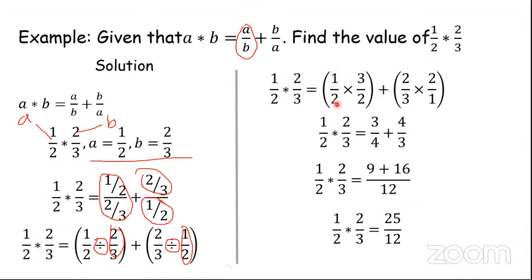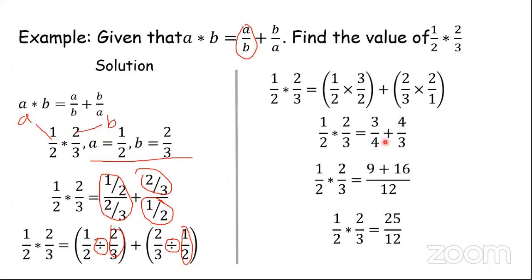So it will give us 1 divided by 2, and then we multiply 3 divided by 2, which is the reciprocal of 2 over 3. Then we add 2 over 3, and then we multiply by the reciprocal, which is 2 divided by 1. Then 1 times 3 gives us 3. 2 times 2 gives us 4. So in the first bracket, we shall have 3 divided by 4. Then plus, in the second bracket, it is 2 times 2, which gives us 4, divided by 3, and then 3 times 1, which gives us 3.